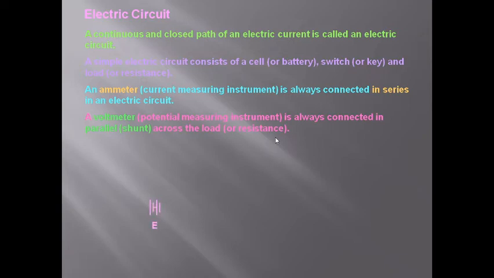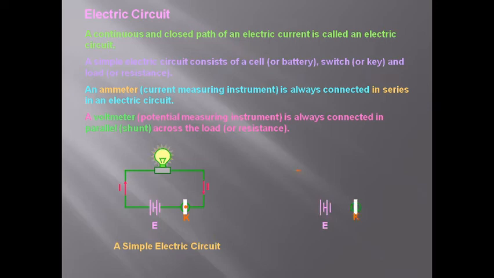And here you can see a simple electric circuit consisting of a battery or cell, a bulb and a switch or key. That is a very simple circuit. We can also make the circuit with the help of an ammeter and voltmeter. So when the key is on, you can see the bulb glows. It is a simple circuit.